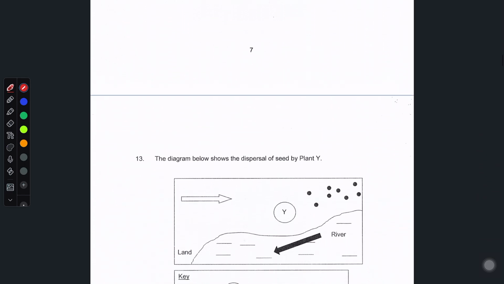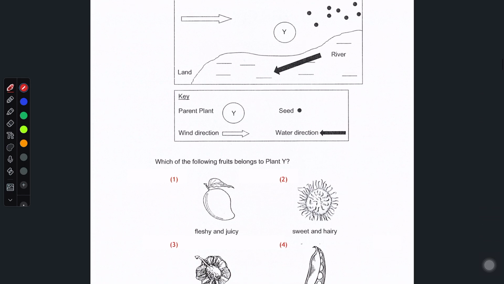So question number 13. You have a map over here and you have some arrows. Let's take a look. You have Y, which is the parent plant, and you have some dots over here. These dots are your seeds, so it shows that Y must have dispersed the seed. You have the river and you don't see any plants over here, so definitely not by water. You have wind direction. The wind is showing this part, and the water is showing this way.